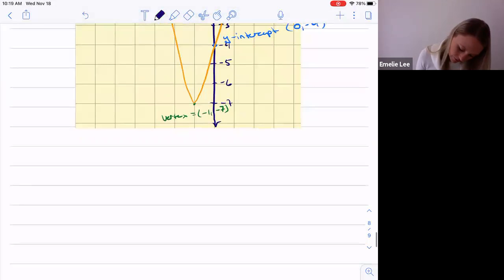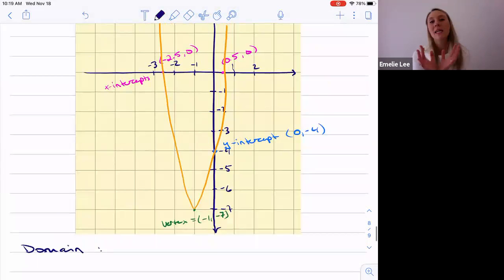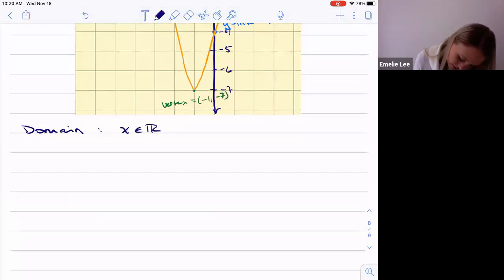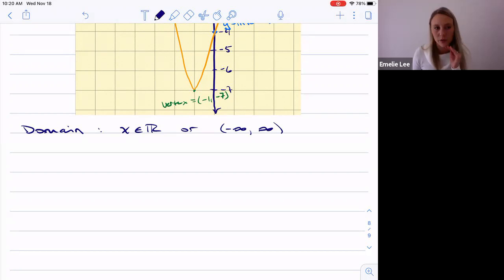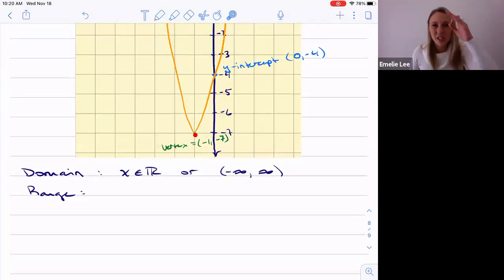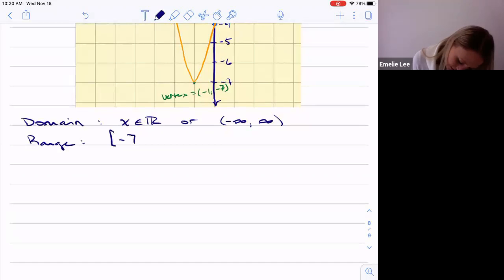Finally, the last thing that we need from this is the domain. The domain for any of these quadratics is going to be the set of real numbers. So x is in the set of real numbers or from negative infinity to infinity, whichever you prefer, interval notation or set notation. The range, in this case, is the y values. So it starts at -7, it includes -7, and then it goes up to positive infinity.